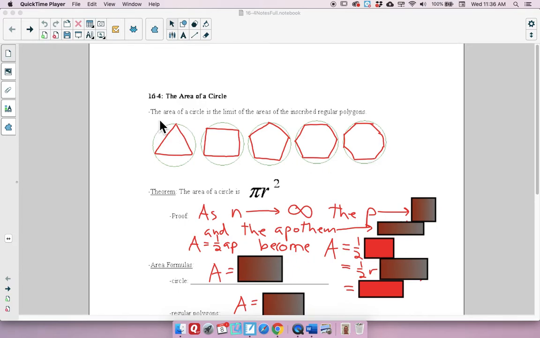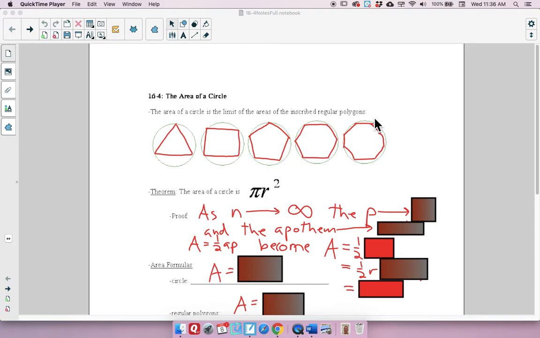And what we're seeing here is that the area of a circle is the limit of the area of inscribed regular polygons. In other words, as the number of sides of the regular polygon increases, what happens to the area of the regular polygon? It gets closer to what the area is of the circle. And by limit, we're basically saying as the number of sides increases towards infinity, then the area of the regular polygon approaches or becomes the area of the circle. Much like what we saw yesterday with the perimeter to the circumference.